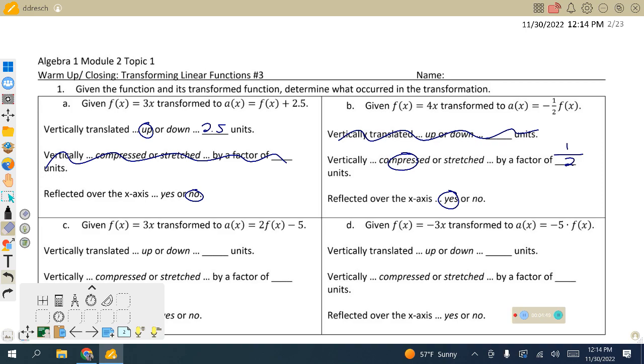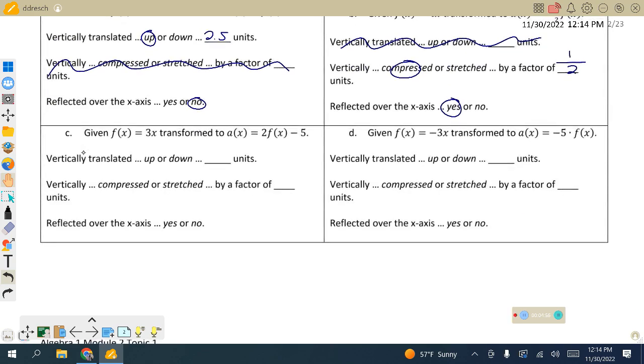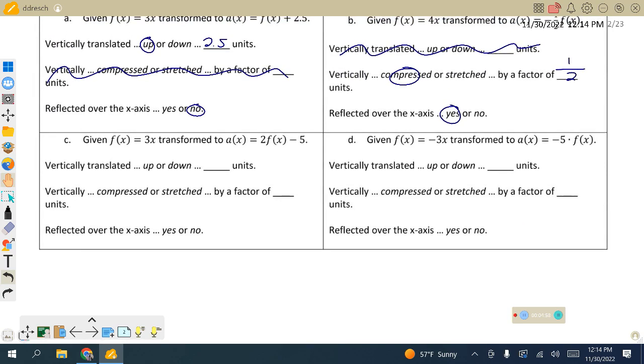Okay? That's it. How about letter C? Give you a second, I could try letter C on your own based off what we just did on A and B.